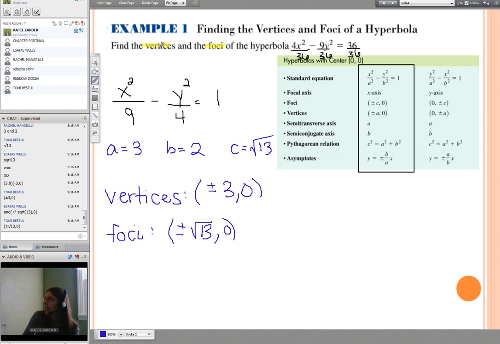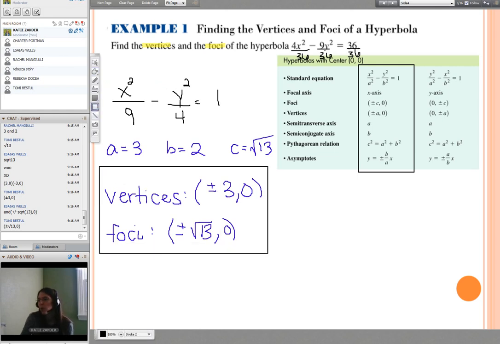Good. All right, the center is obviously at the origin, 0, 0 here, because we don't have any subtraction or addition going on with the x and y in the numerator piece. Good. Any questions with the first one? So again, pretty basic as long as we have those charts there to pull from. We just got to follow along with those.